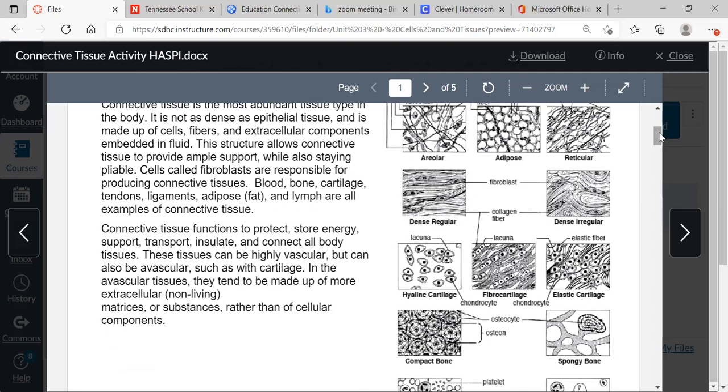Connective tissue functions to protect, store energy, support, transport, insulate, and connect all body tissues. These tissues can be highly vascular, but can also be avascular, such as cartilage. What does it mean to be vascular, everyone? Sebastian? It has blood flow. What is avascular? No blood flow.